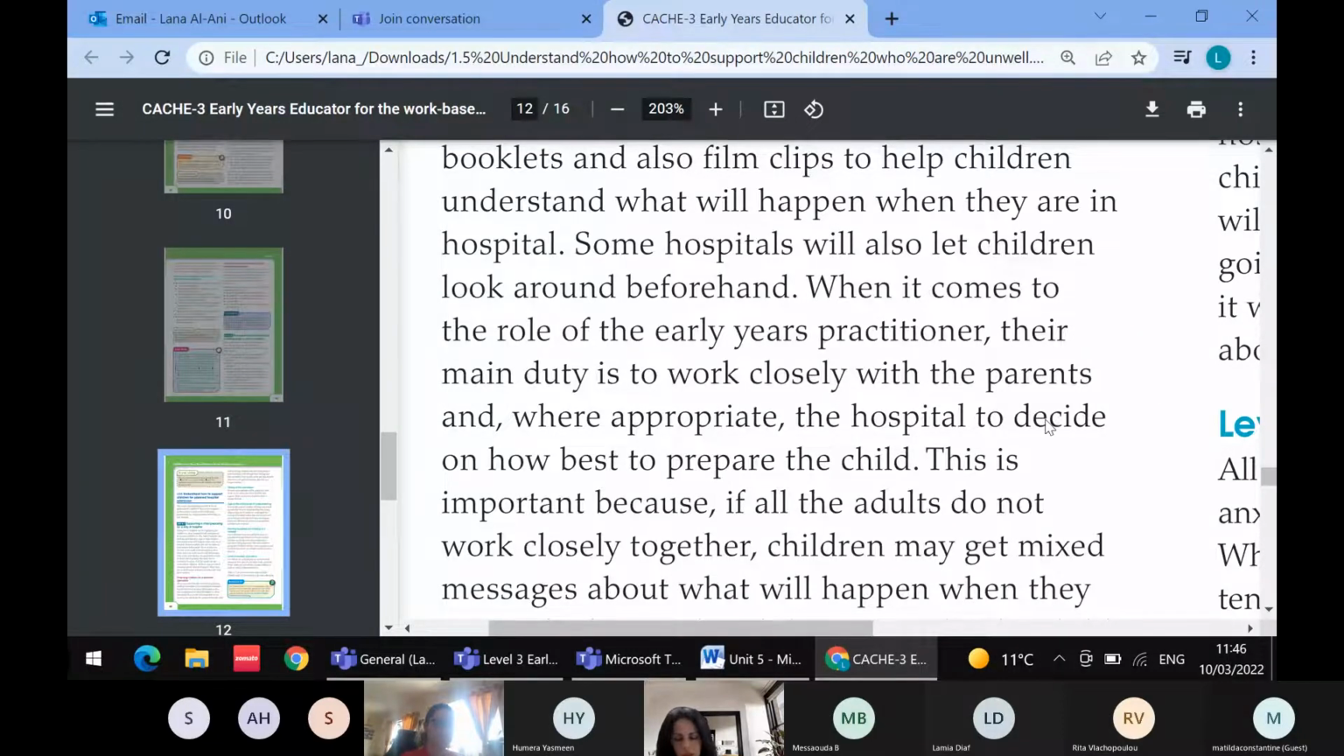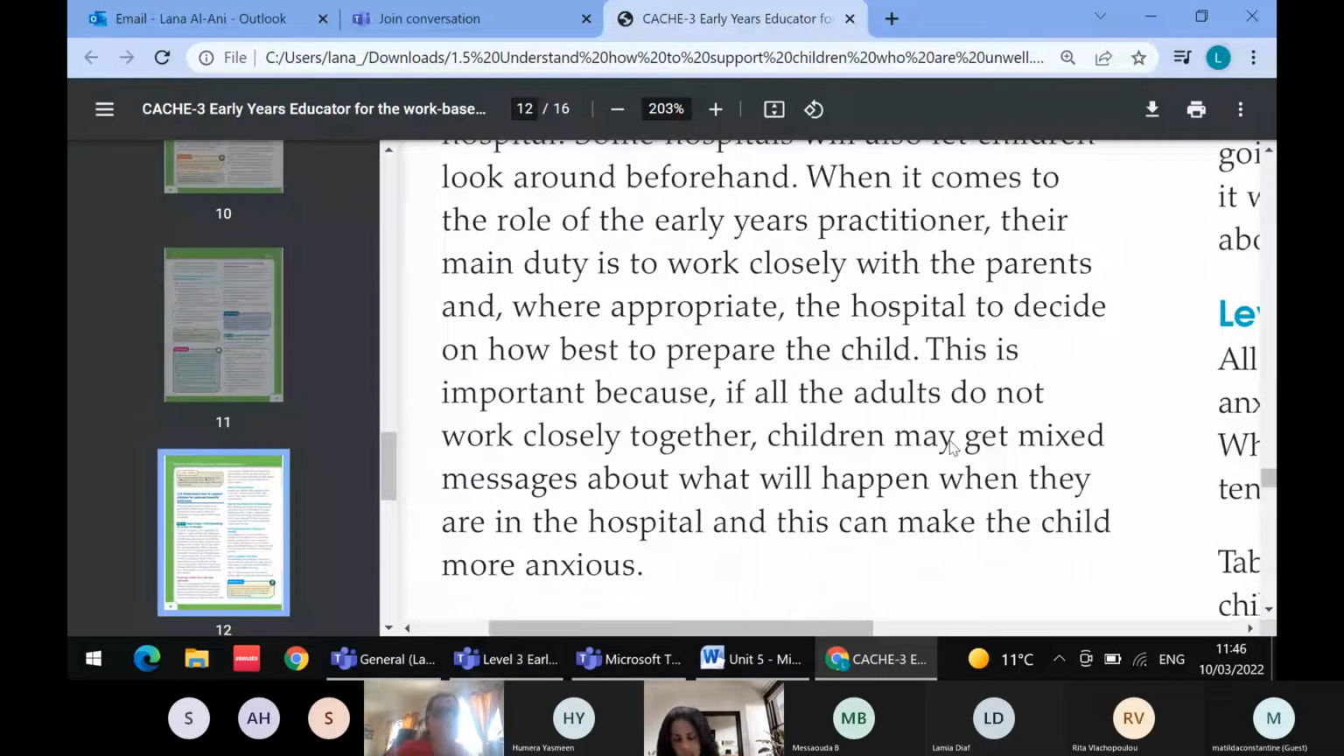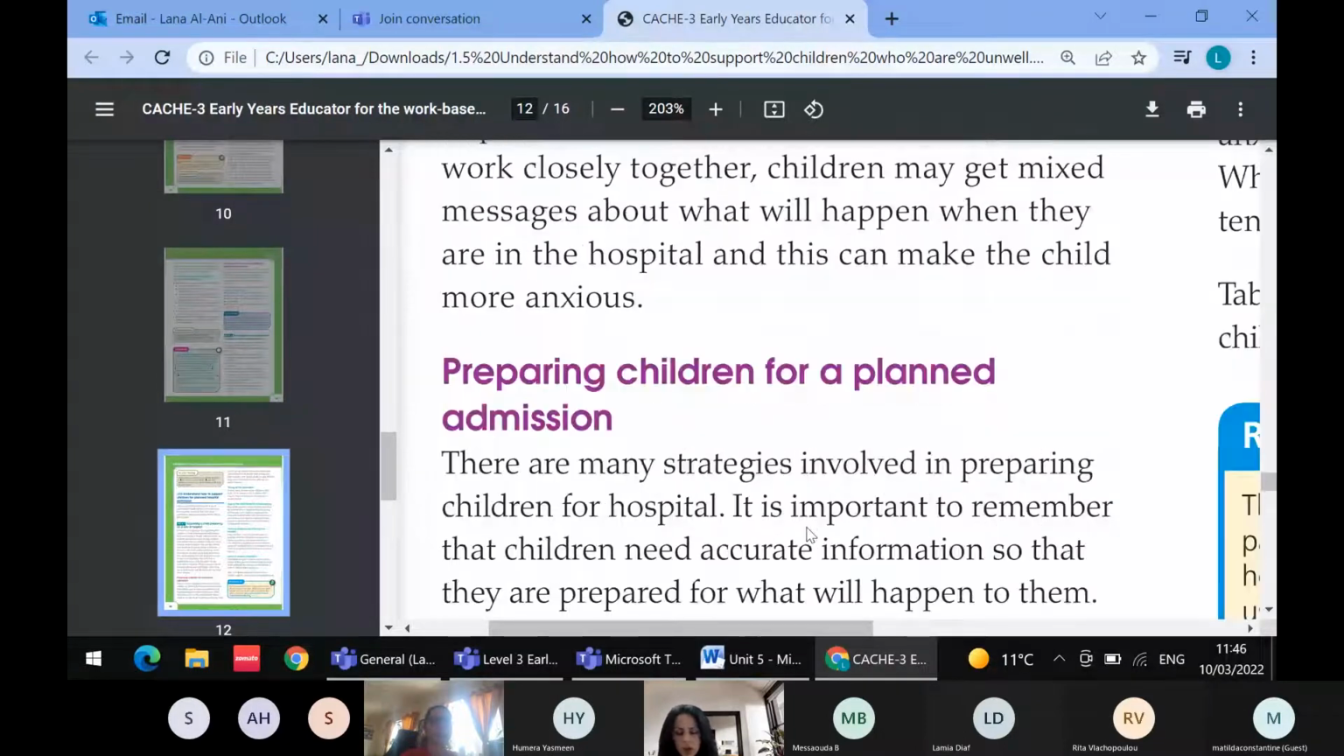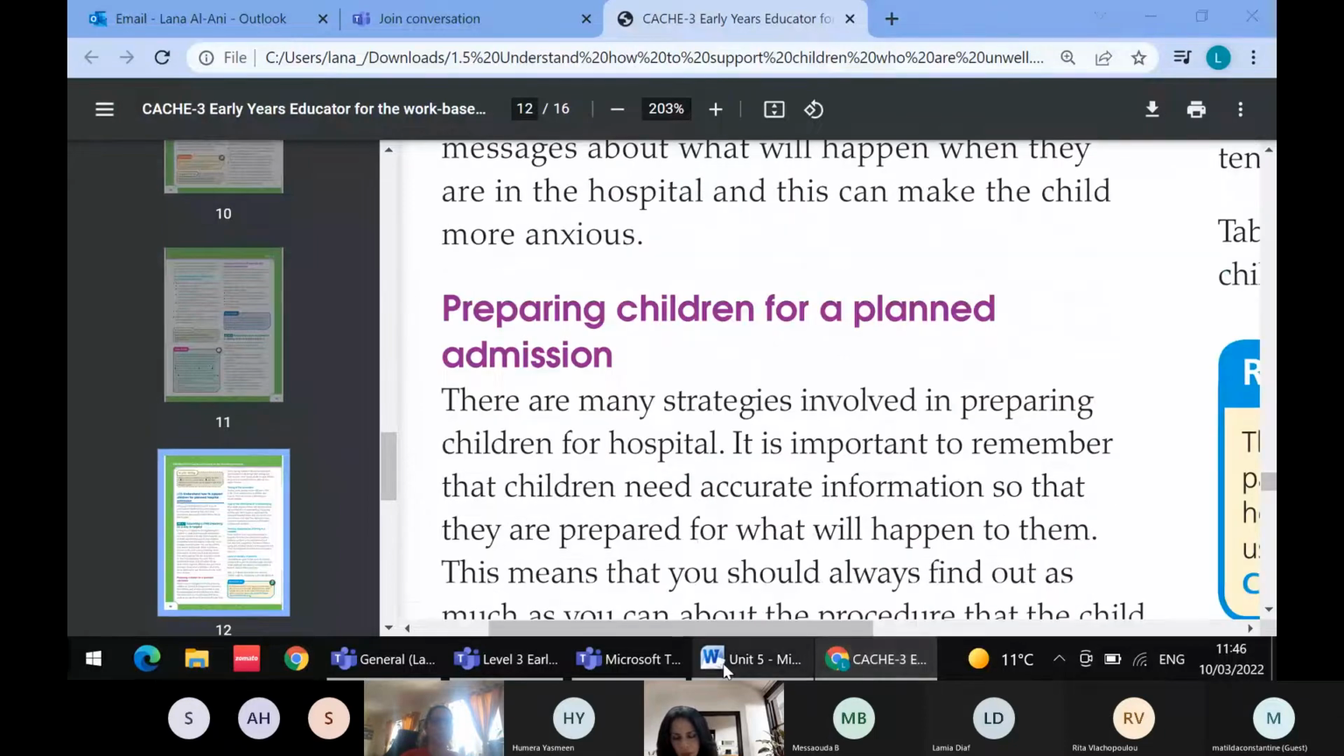Why? Because if the adults do not work closely, like you don't work with the parents and the parents don't work with the hospital, the child will get mixed messages. Everyone will tell the child something different about what's happening, and that will make him more scared about going to the hospital, make him anxious. So we all need to have the same idea of what we're going to tell the child. You speak to the parents, the parents will speak to the hospital. We all have the same idea of what we're going to tell the child, so it makes him more comfortable. Okay.